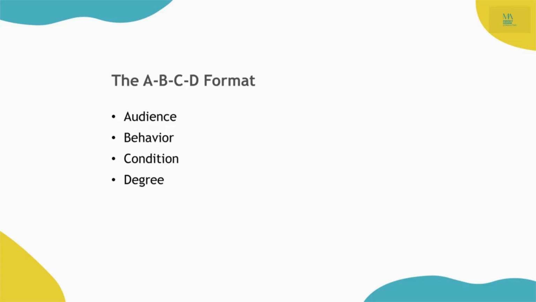We won't talk about the objectives in depth today, but I want to quickly cover the most important things you need to keep in mind. Again, all objectives should include the 4 components. As you know, they should be written in the ABCD format, which is audience, behavior, condition, and degree.